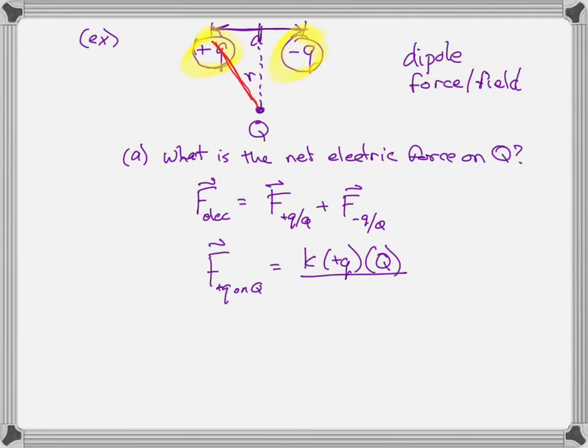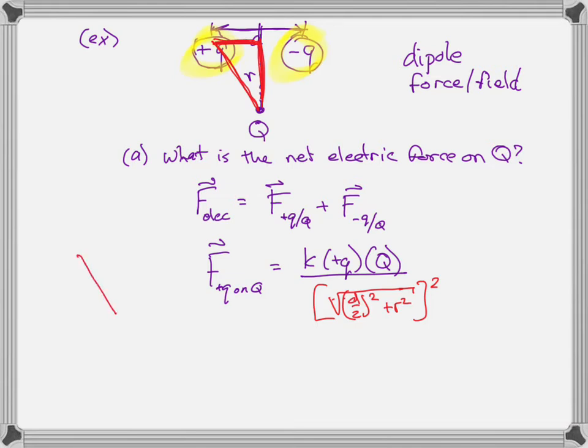Look, the distance between them is this distance here. It's the hypotenuse, which has a short side of d over 2 and that side of r. So the distance between them is the square root of d over 2 squared plus r squared. That's the distance between them, and it's the distance between them squared. Right, so let's make sure we understand that.